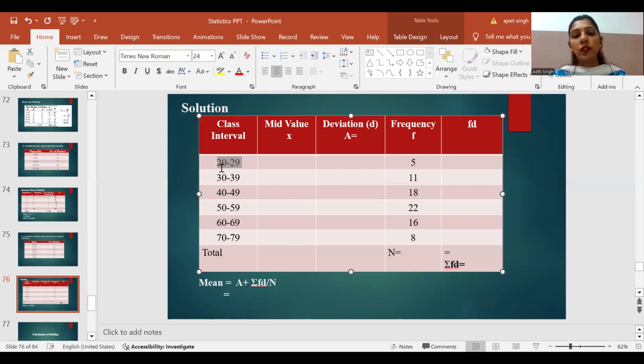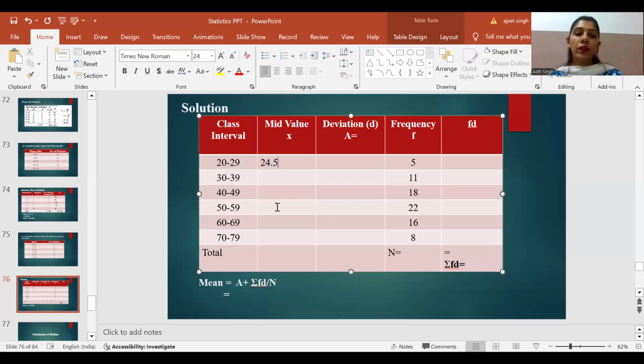For the class interval 20 to 29, the lower limit is 20 and the upper limit is 29. We have to add these and divide by 2. 20 plus 29 is 49, which is divided by 2. So 49 divided by 2, the answer is 24.5.